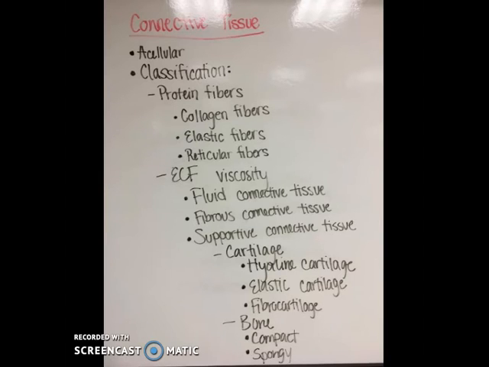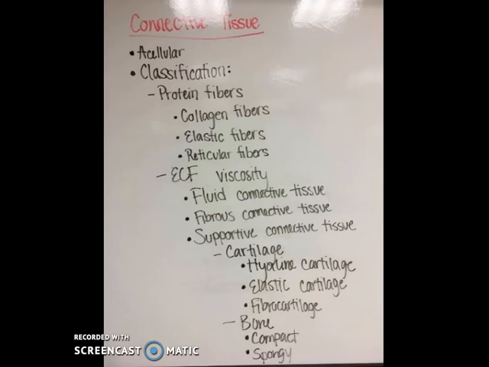The last one I have here is where we're going to concentrate most of our time. The last one is the supportive connective tissue. This is very thick and solid. A place where you might find this, like I've written here, is cartilage and bone. So we'll go ahead and talk a little bit about cartilage and the different types of cartilage we have in our bodies. The first one I have here is hyaline cartilage.